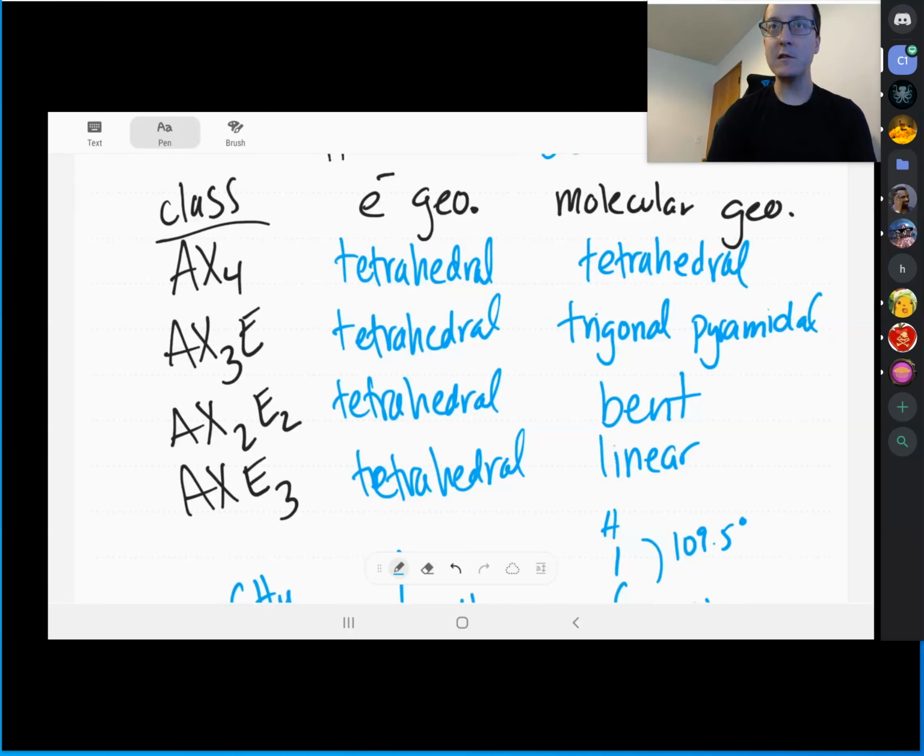Okay? So far, so good? This will unfortunately carry a bit of memorization, but I think this is a relatively easy way for you guys to remember these things.